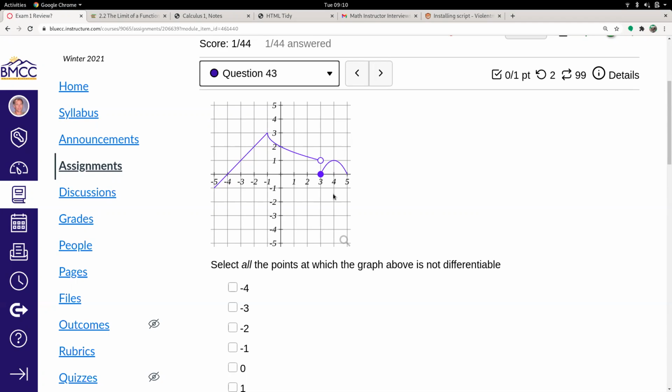And that would be a place where the derivative doesn't exist. So if you look here at that point, negative one, three, we have a slope of one, right? That's a nice straight line on the left side. So we have a slope of one heading toward x equals negative one. But on the other side, the slope is doing other stuff.